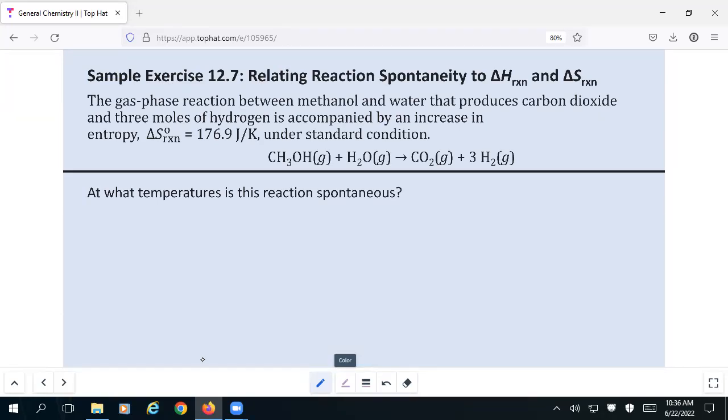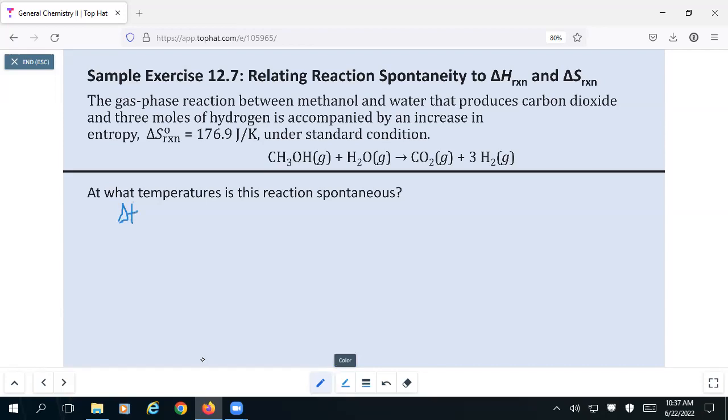Gas phase reaction between methanol and water that produces carbon dioxide is accompanied by an increase in entropy, 176.9 joules per Kelvin under standard conditions. At what temperatures is this reaction spontaneous? So we've been given a delta S of reaction value, but we have not been given a delta H of reaction value. Where is that going to come from? Well, we're going to have to use the enthalpies of formation to get us there.